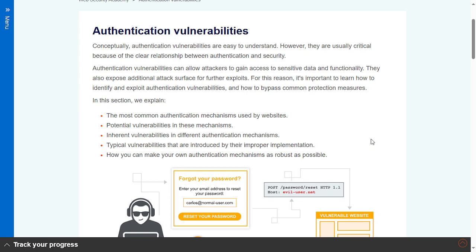For this reason, it's important to learn how to identify and exploit authentication vulnerabilities, and how to bypass common protection measures. In this section, we explain the most common authentication mechanisms used by websites, potential vulnerabilities in these mechanisms, inherent vulnerabilities in different authentication mechanisms, typical vulnerabilities that are introduced by their improper implementation, and how you can make your own authentication mechanisms as robust as possible.